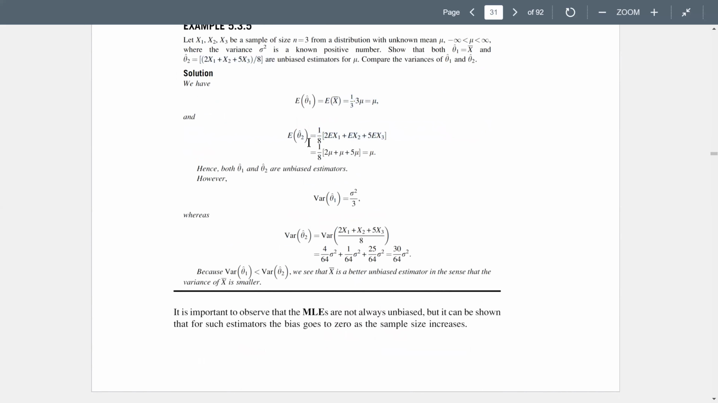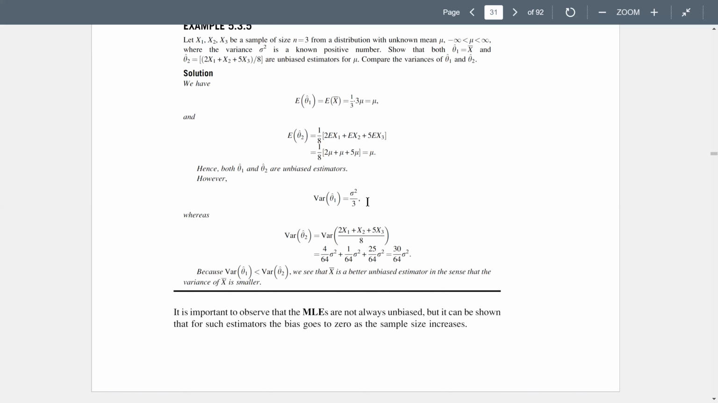Okay, the expected value of it is equal to the expected value of, you put the expected value before each random variable x1, 2, 3. Then you will have 2, and each expected value of x will be equal to mu, because they are from the population that follows mu as their population mean. The point is they both are unbiased estimators.